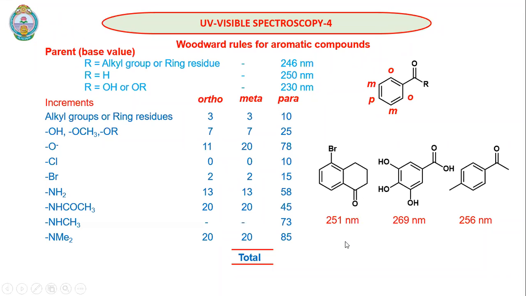I did not give the detailed table, but still we can manage it, right? This is a carboxylic acid, so the parent value is 230, and we have OH groups: 2 OH at meta and 1 OH at para. So 2 OH meta is 7 plus 7, para 25, 14 plus 25 is 39, 39 plus 230 is 269. Similarly, we can calculate it for this. This is a ketone. So this table must be remembered to calculate the lambda maximum values of aromatic carbonyls.